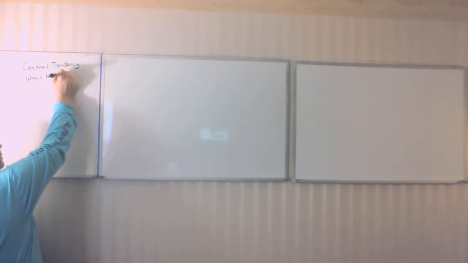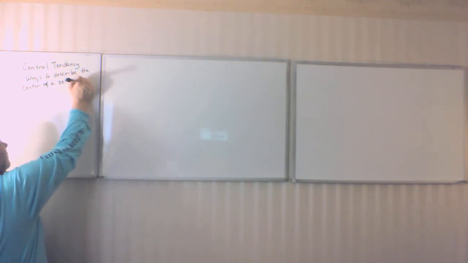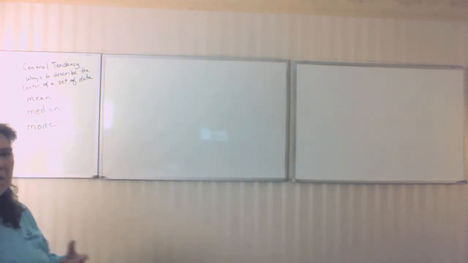And the first ones I'm going to put out, measures of central tendency. What are they? They are ways to describe the center of a set of data. Okay, so ways to describe the center of a set of data. So the first thing we're going to look at is what are those ways? Well, we have the mean, the median, and the mode. Those are the three ways to describe the center.